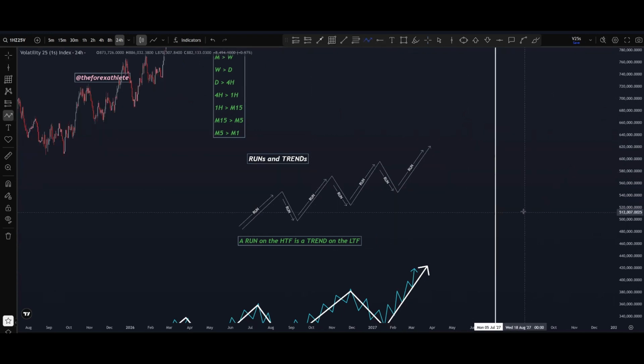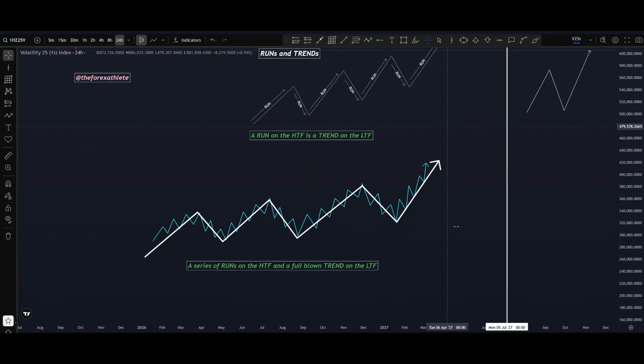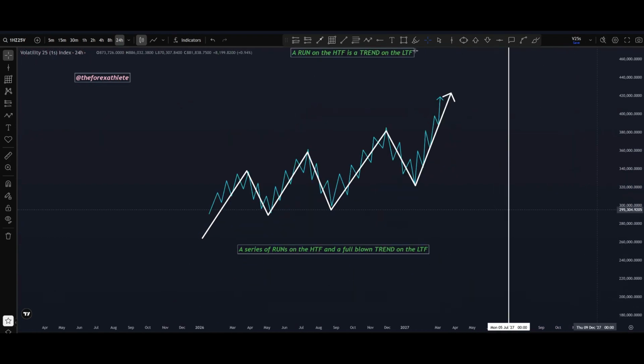So imagine on the monthly time frame, you had this type of run. What they are just trying to tell us is on the lower time frame, price will be trending. So on the daily time frame, you have a full-blown trend. Pullback will be a trend. The next higher high that is forming will also be a trend. So it's as simple as that. A run on the higher time frame is what is a trend on the lower time frame.